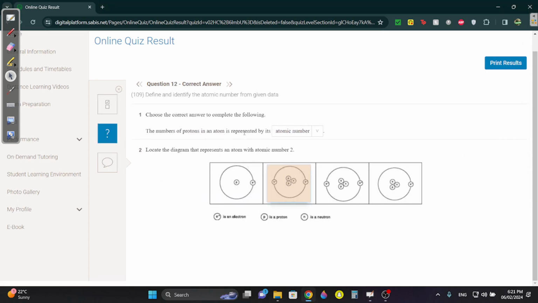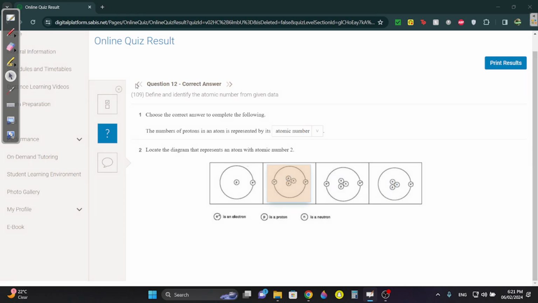The number of protons, we said, is represented by the atomic number, not the mass number, the atomic number. Which one has atomic number 2? We're saying 2 protons. Okay, 2 protons. This one has 1. This one has 1, 2 for this one. And let's just look at the other choices. This one only has 1, and this one only has 1. Okay, wrong, wrong, wrong.